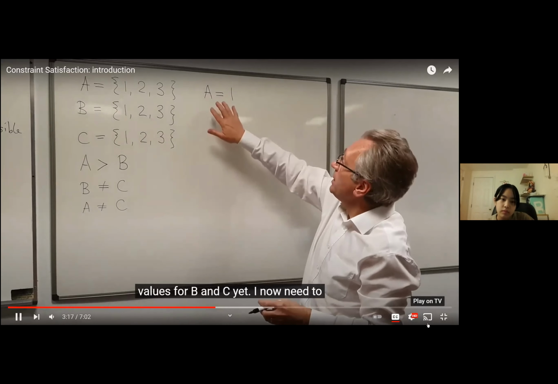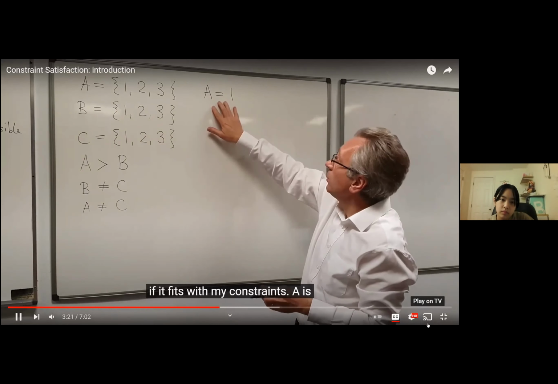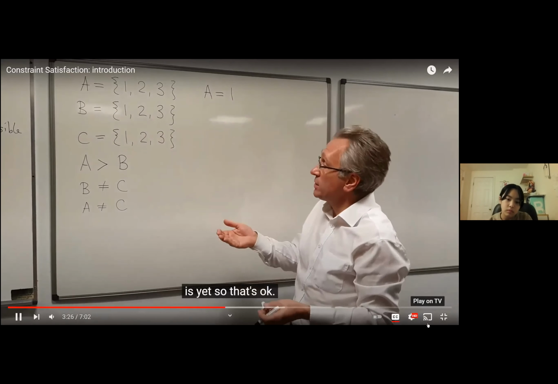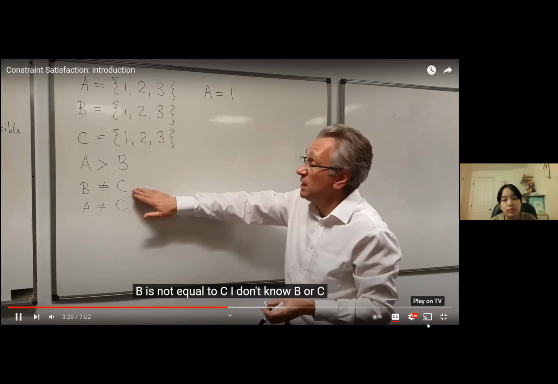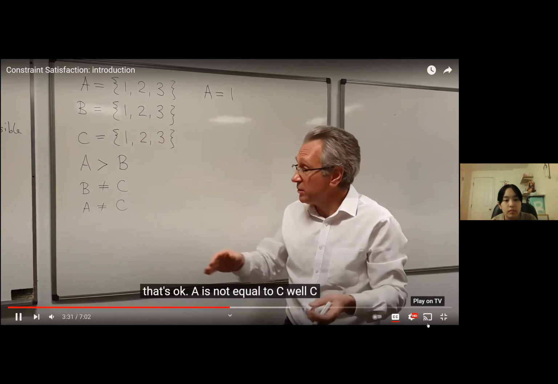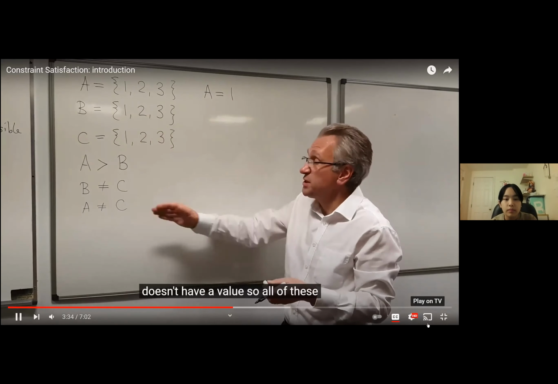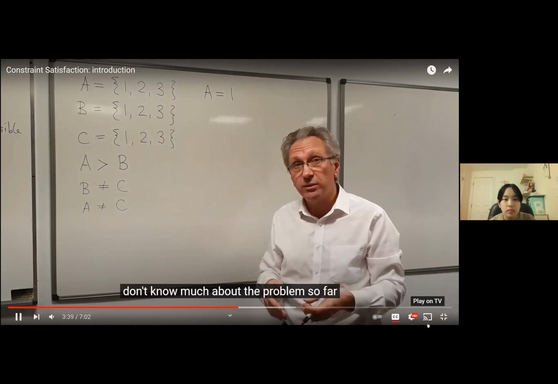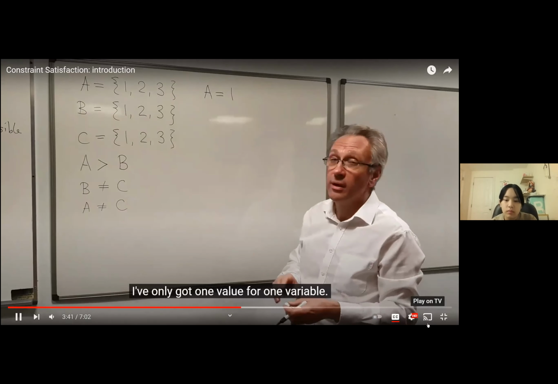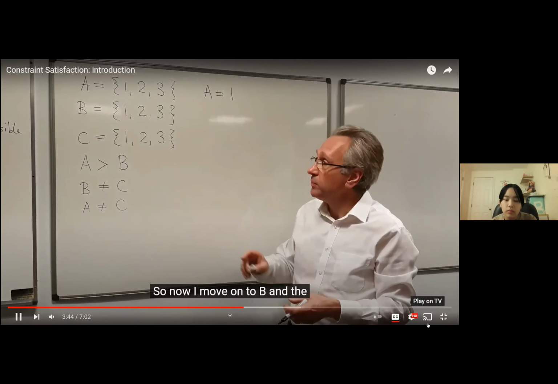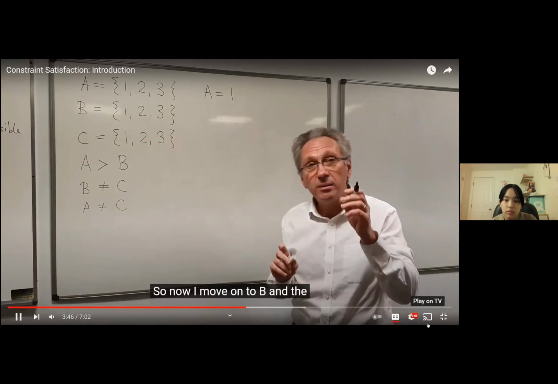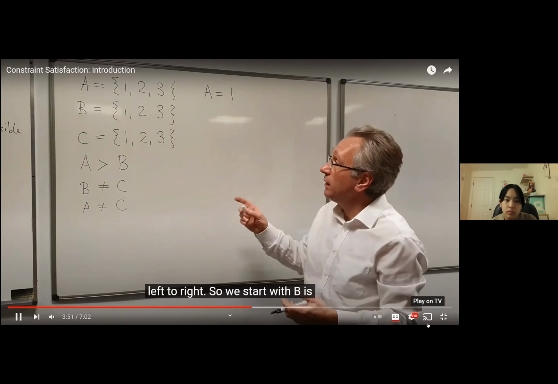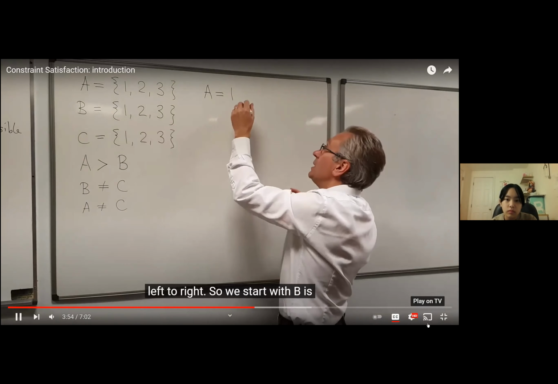I now need to look at this partial assignment and see if it fits with my constraints. A is greater than B. Well, I don't know what B is yet, so that's okay. B is not equal to C. I don't know B or C. That's okay. A is not equal to C. Well, C doesn't have a value. So all of these constraints are okay at the moment, but then I don't know much about the problem so far. I've only got one value for one variable. So now I move on to B, and the backtracking algorithm is systematic. It goes through all of the values in turn, left to right. So we start with B is equal to 1.